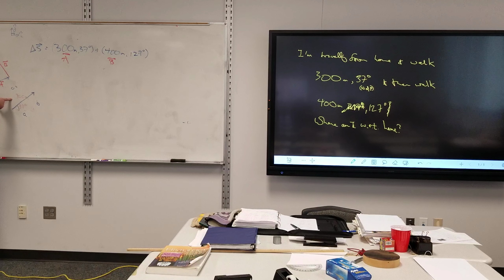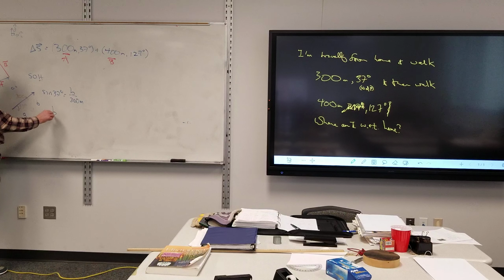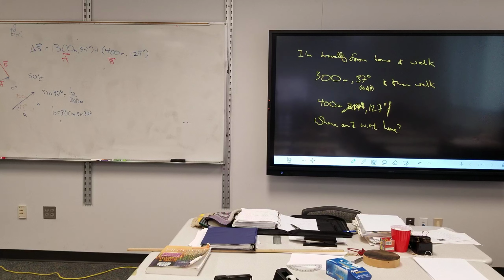Well, I have the hypotenuse. So using sine or cosine makes sense because sine has a hypotenuse in it. So the sine of 37 degrees is equal to the opposite over the hypotenuse, or b is equal to the hypotenuse times the sine of 37 degrees. Somewhere around 180.